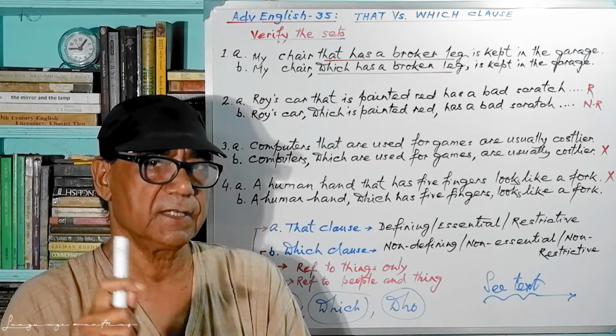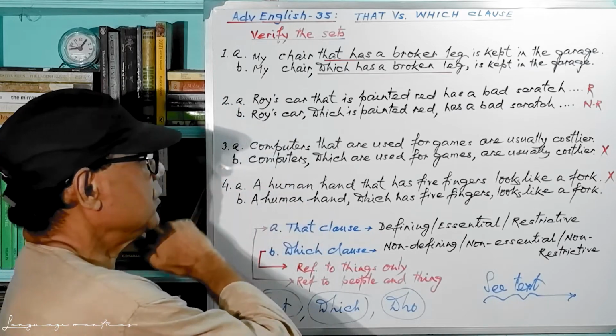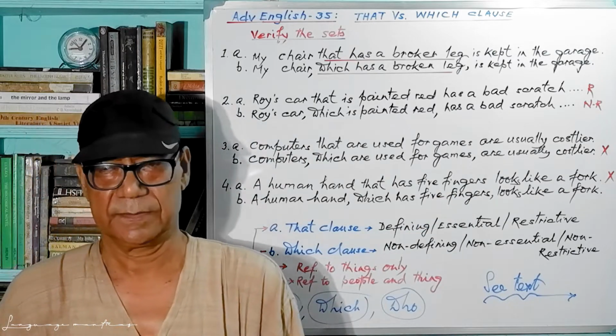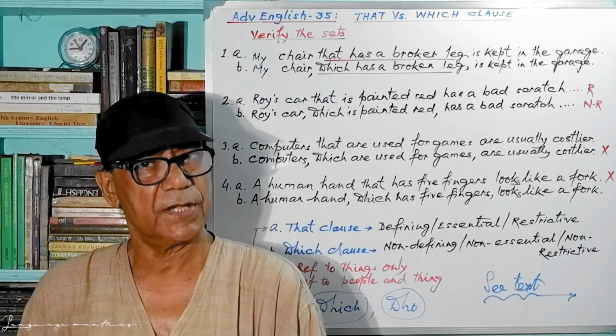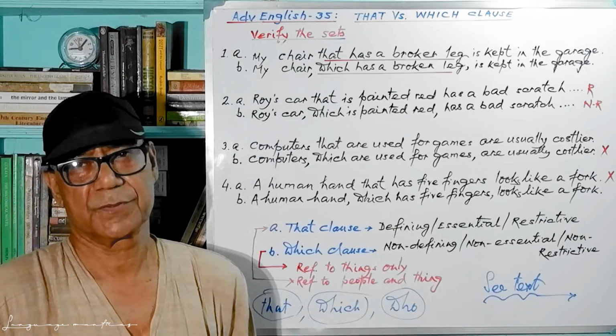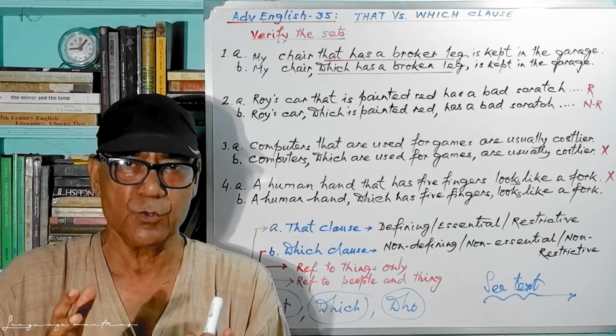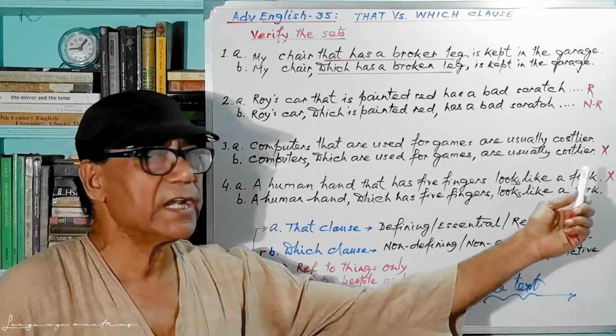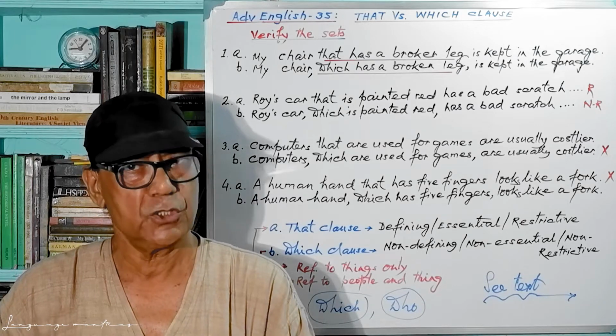Now come to the third set. Computers that are used for games are usually costlier. Okay? Good sentence. Computers that are used for gaming purpose are usually costlier. Quite fine, there is no problem.